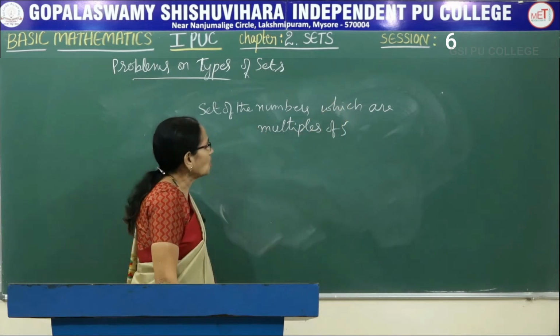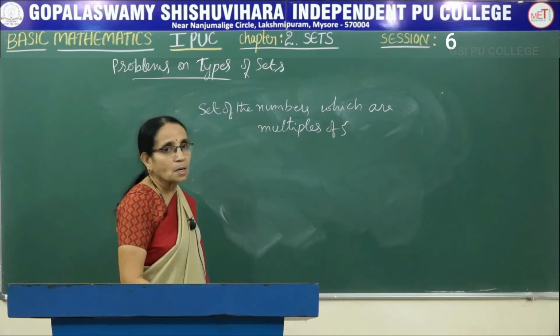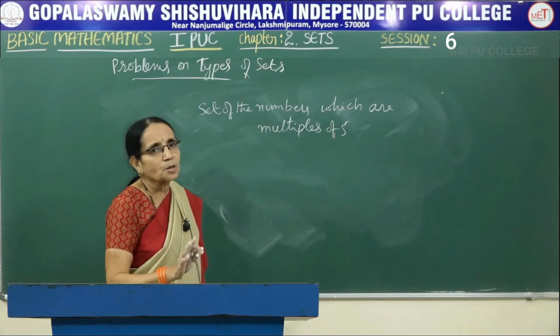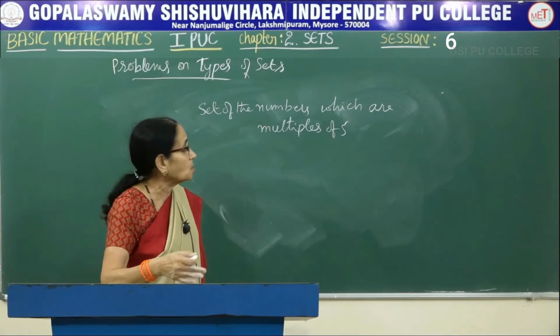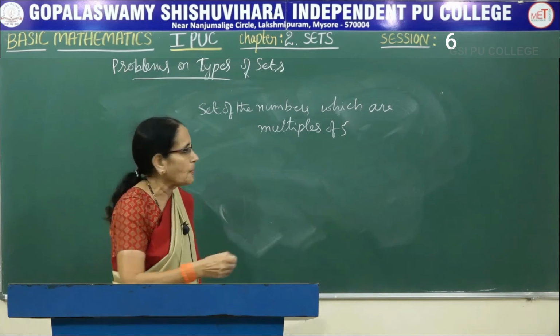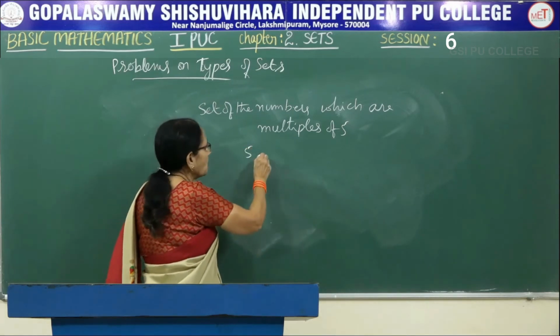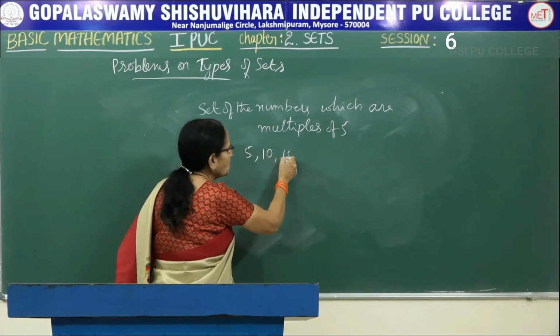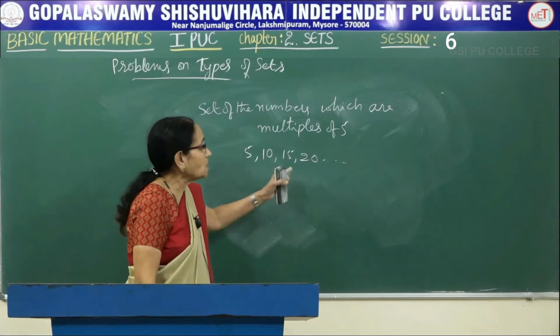Here I have not said anything about positive number or negative number. Even if you take negative numbers also, it is divisible. Multiples means by 5 you have to divide. You could divide those numbers by 5. What's the first number you can take? 5. 5 ones are 5. 5 twos are 10. 5 threes are 15. So we take all these numbers to be the multiples of 5.